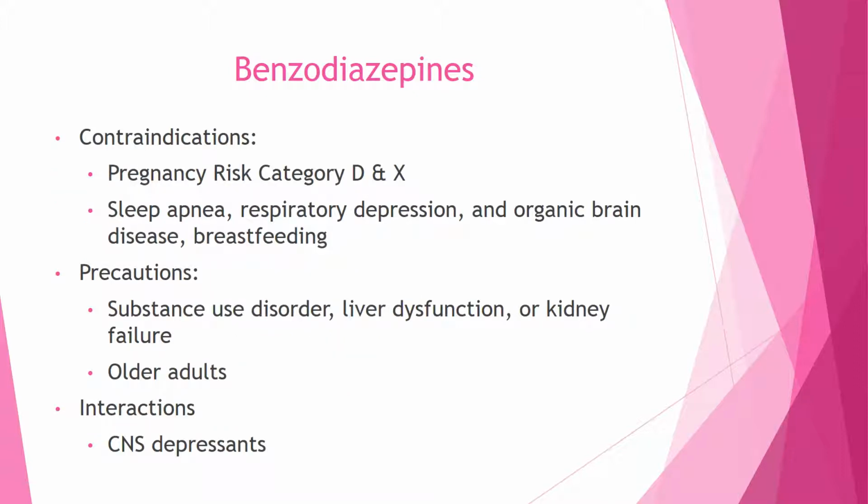Benzodiazepines are pregnancy risk category D and X. Contraindicated in people that have sleep apnea, respiratory depression, organic brain disease, or that is breastfeeding, because it comes through the breast milk. Precautions: substance use disorder, liver function, or kidney failure. Older adults, because they're going to be more sensitive to these medications. Interactions are going to be other CNS depressants.